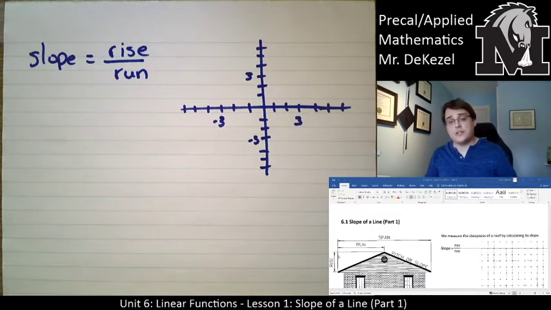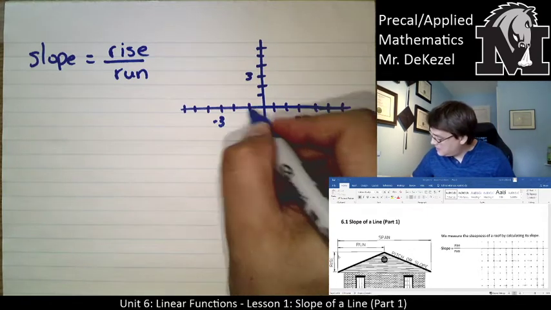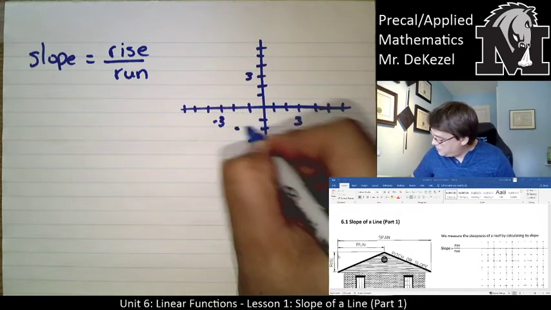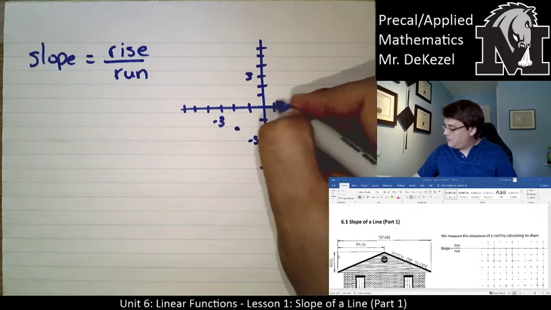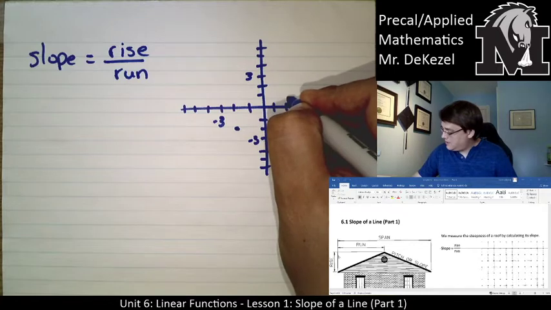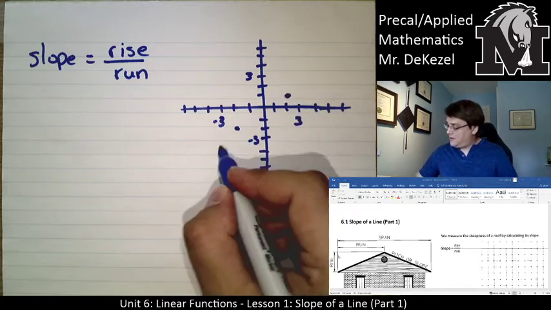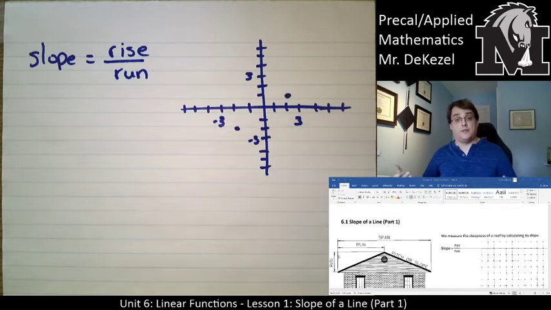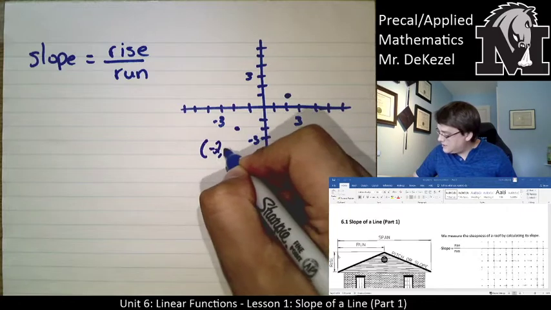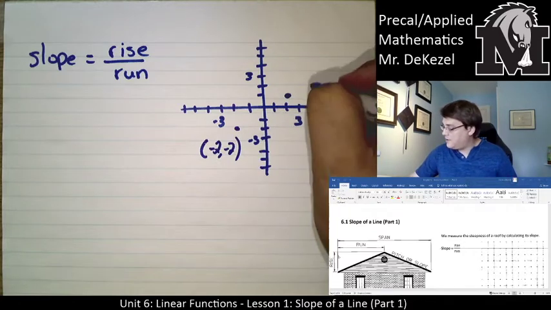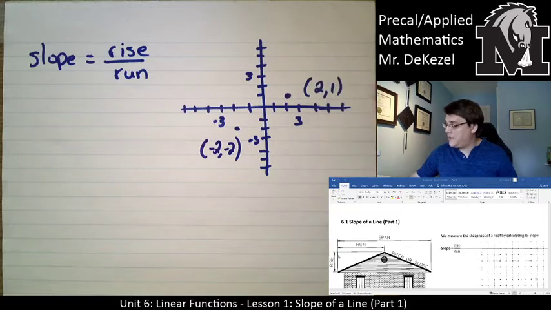When I'm talking about the slope, let's say I have a line that goes from, let's say, negative 2, negative 2, that point right there, to, let's say, this point right here. We label the points. If you remember from the review lesson, you would be able to label this as negative 2 in the x and negative 2 in the y. And this one is 2 positive in the x and 1 positive for the y.